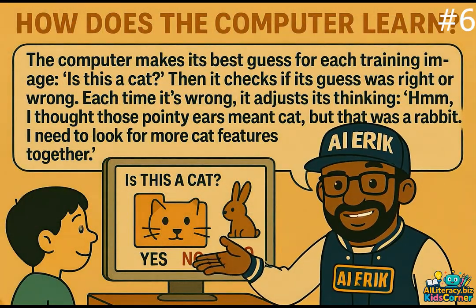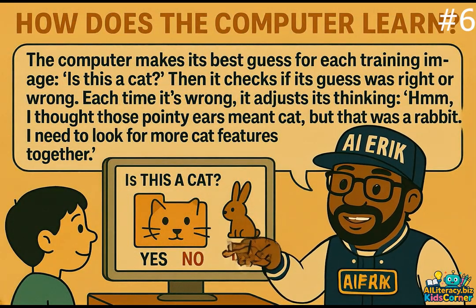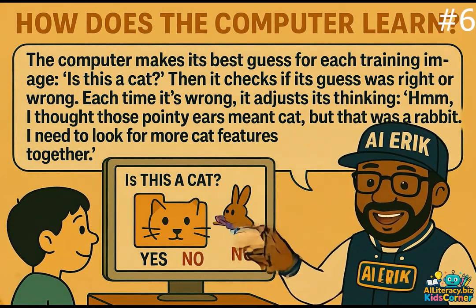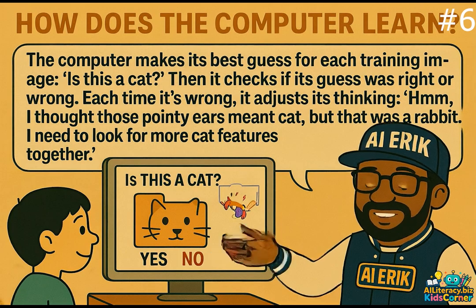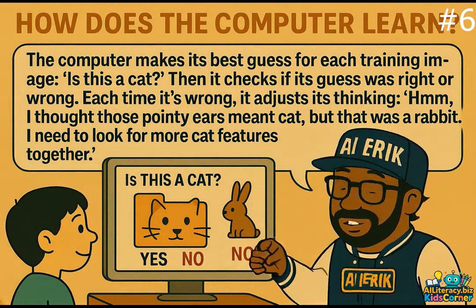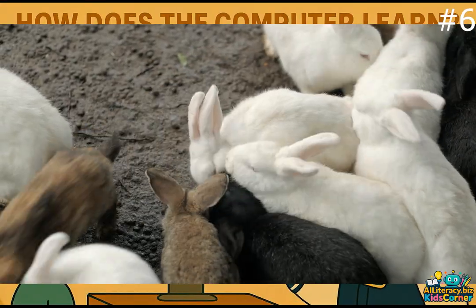The computer makes its best guess for each training image. Is this a cat? Then it checks if its guess was right or wrong. Each time it's wrong, it adjusts its thinking. I thought those pointy ears meant cat, but that was a rabbit. I need to look for more cat features together.